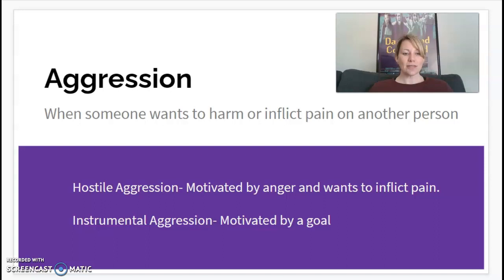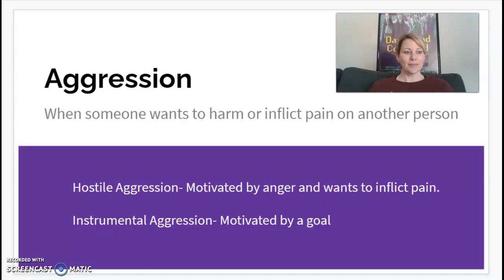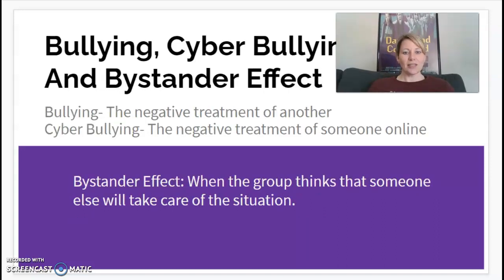There are two different types of aggression. Hostile aggression is motivated by anger, and the person wants to inflict pain. The example your book gave us is a bar fight. And then instrumental aggression is motivated by a goal. This is a little creepy, but the example in the book is a hired killer.